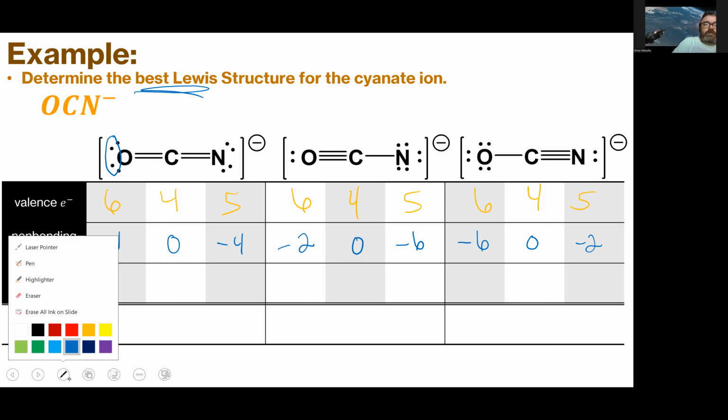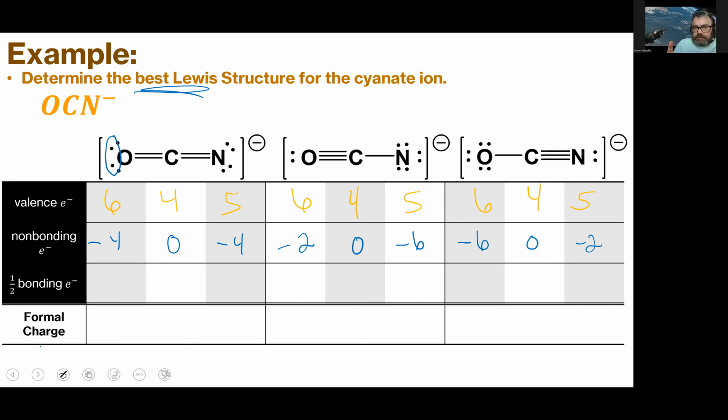When we're counting the lines, remember, that's bonding, and the non-bonding electrons is dots. Just so we have it there. So we're counting the lines. You're counting all the lines that go to that atom. So for this oxygen, we have 2 lines. For this nitrogen, we have 2 lines. And for the carbon in the center, we have 4. All the carbons should have 4, so that makes sense. This oxygen has 3, so we'll subtract 3. This nitrogen has 1. This oxygen has 1. And this nitrogen has 3.